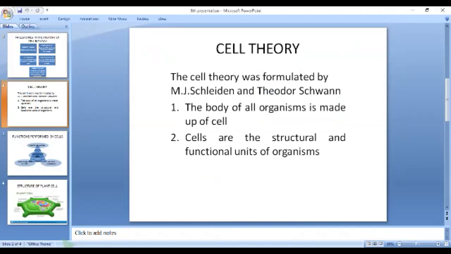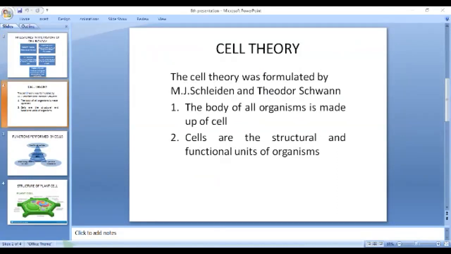Is it clear for you? We have already come across the names M.J. Schleiden and Theodore Schwann. These two scientists formulated the cell theory, and the cell theory consists of 2 points. There are 2 main points coming under the cell theory.